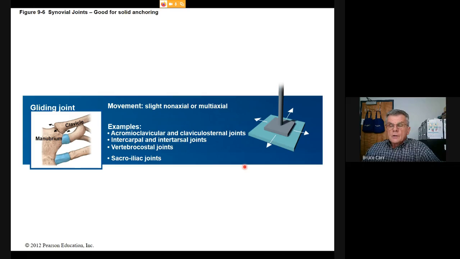The names of the joints kind of tell you where they are, and if you've been paying attention to your bone names, you're in good shape to understand which joints are being referred to. Examples of gliding joints: the acromioclavicular joint, which would be here, the point of the shoulder, and the claviculosternal joint, shown in the picture. This is a gliding joint. When you move your arm, you probably notice that you don't just move your clavicle forward and back. When you lift your arm up, that clavicle actually moves up quite a bit, and that's because of that gliding joint making this movement.